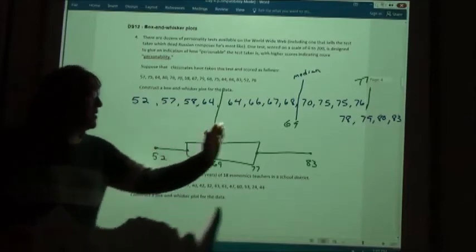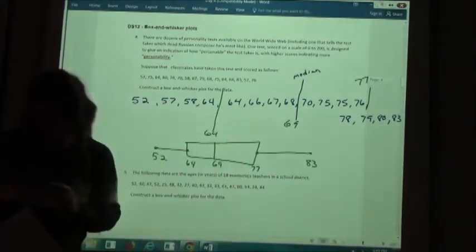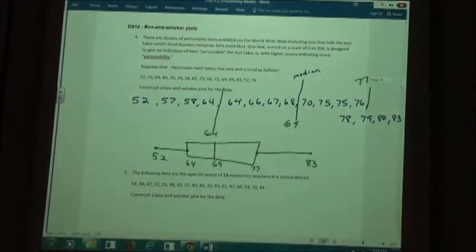So my two end points, and then my first quartile, my median, and my last quartile for my box. You know when you got that sketched out, so I can move the board.